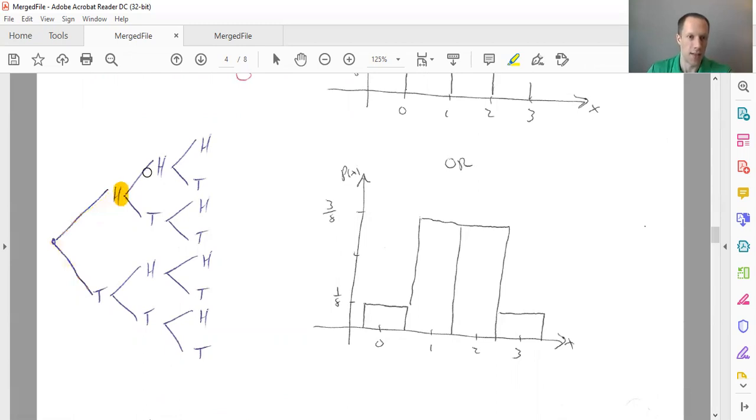If the penny is heads, the nickel could be heads or tails. If the penny is tails, the nickel could also be heads or tails. So two branches come out of each of those. And then no matter which way the penny and the nickel land, the dime could always be heads or tails.